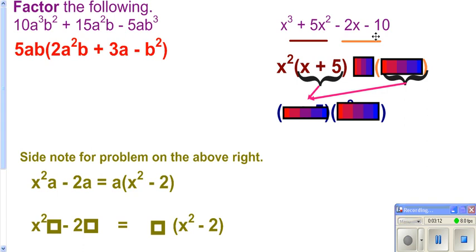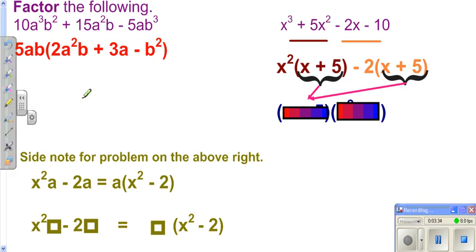And then you want to look at the last two. What can you pull out of the last two? Well, in this case, they're both even. They're both negative, so I'm going to pull out a negative 2. So negative 2 times what gives me my negative 2x, and that's just an x. And then negative 2 times what gives me my negative 10, and well, that's a plus 5. Now, when you're factoring by grouping, if both of your parentheses are the same, then you're on the right track.